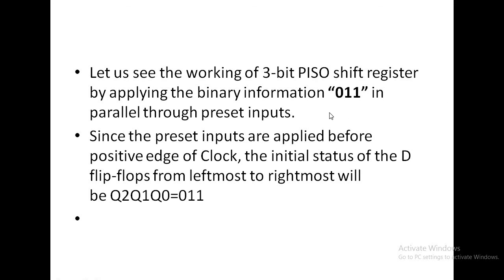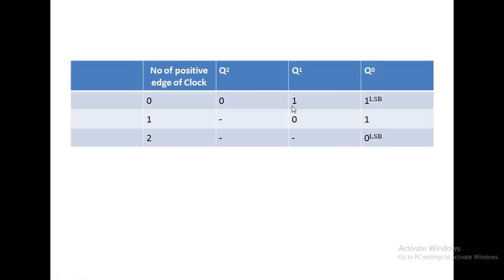Let us consider the input 0, 1, 1. Since it is parallel, I am directly giving 0, 1, 1. 0 is shifted here, 1 is shifted here, and next 0 is shifted here. So the output is 0, 1, 1.